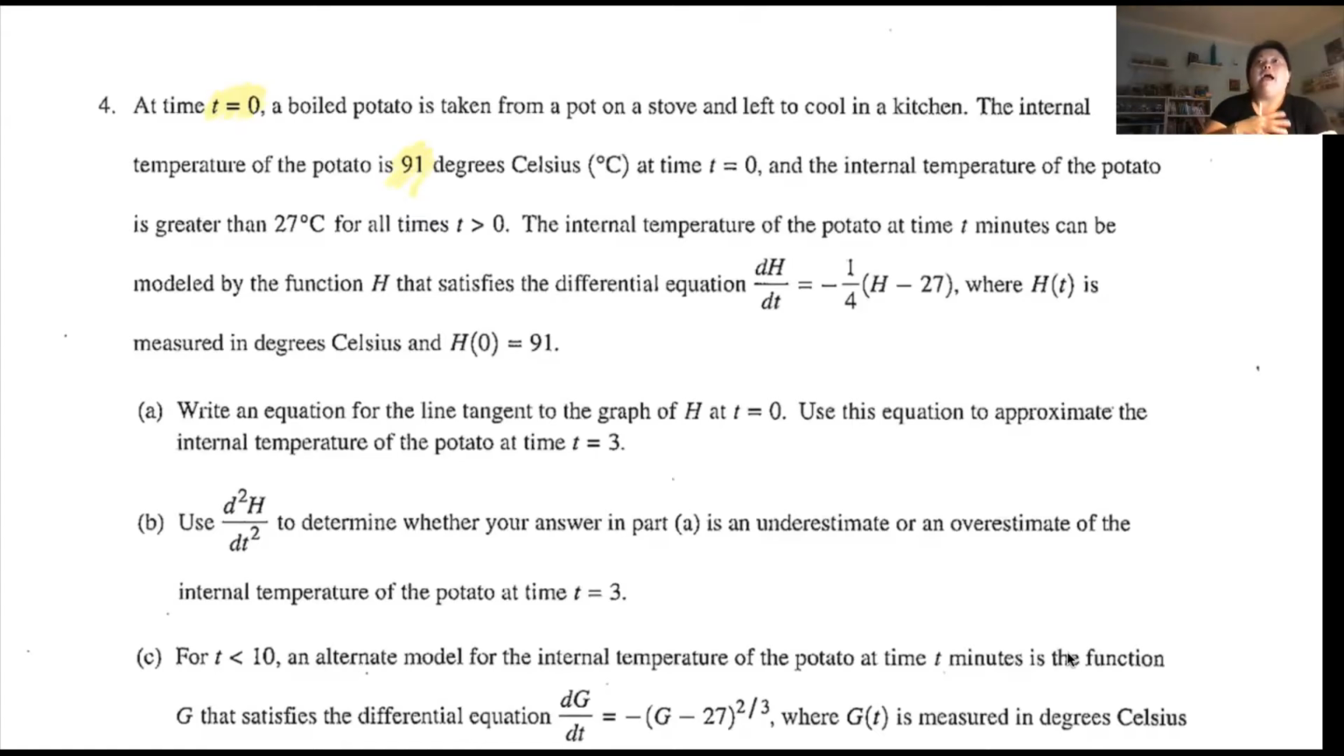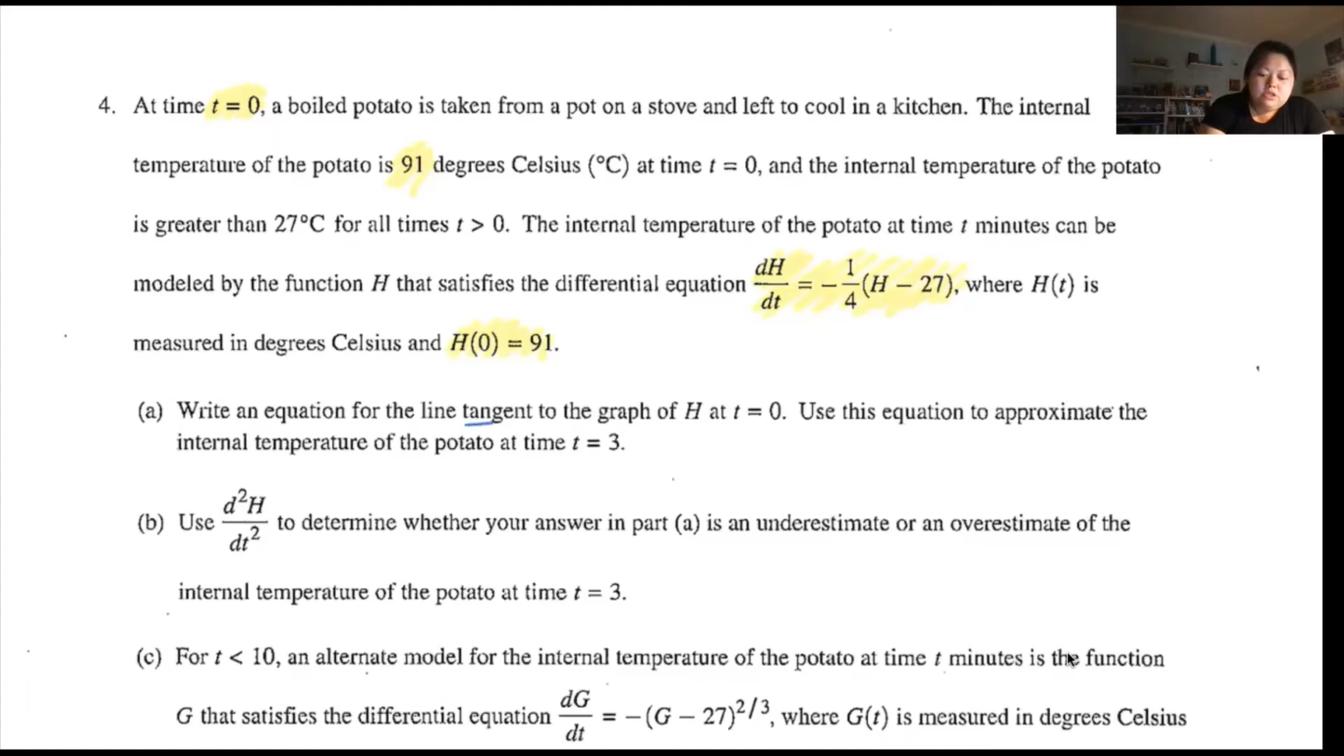So at any time you're looking at, because it's positive time, your internal temperature is going to be greater than 27 degrees Celsius, right? The internal temperature of the potato at time t minutes can be modeled by a function h that satisfies the differential equation dh/dt equals negative 1/4 (h minus 27), where h of t is measured in degrees Celsius and h of 0 equals 91. This is already what we said in the first highlight there, right? So write the equation for the line tangent to the graph of h at t equals 0. Use this equation to approximate the internal temperature of the potato at t equals 3.